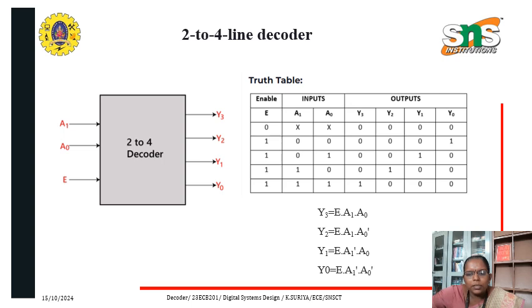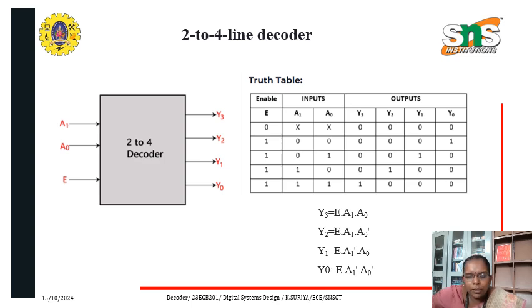Let us see 2 to 4 line decoder. In the 2 to 4 line decoder, there is a total of 3 inputs A0, A1 and E and 4 output lines, that is Y0, Y1, Y2 and Y3. For each combination of inputs, when the enable input is set to 1, one of these 4 outputs will be 1. So the block diagram and the truth table is as follows.